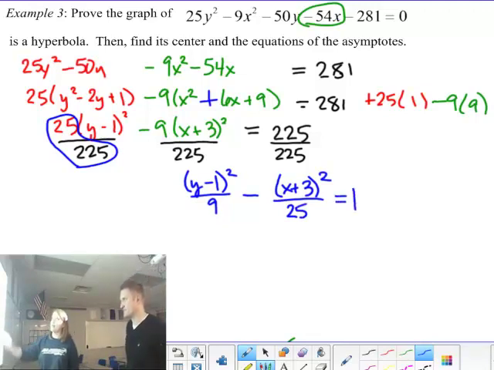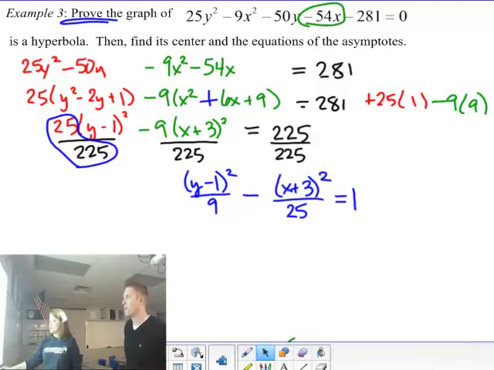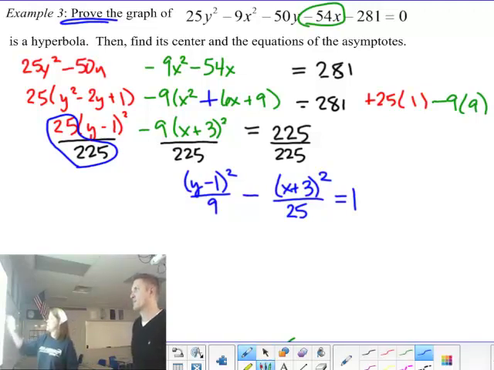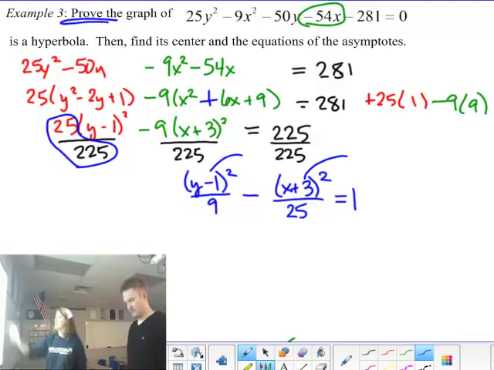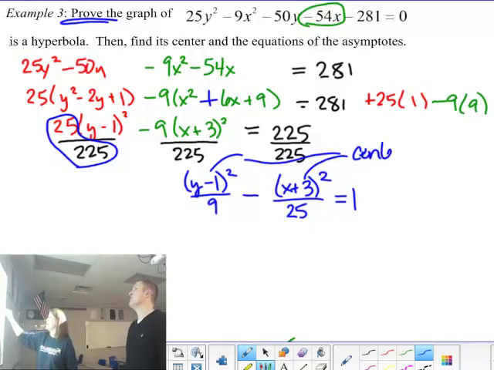Okay. So now we've done the prove part of this question. We know it's a hyperbola. And we need to deal with the fact that they also asked us for a center and for asymptotes. Okay, so center, when I'm looking at this equation, is easy enough. The center is going to come from these two numbers right here. So where will our center be? Our x coordinate of the center is going to be -3, and the y coordinate is +1.